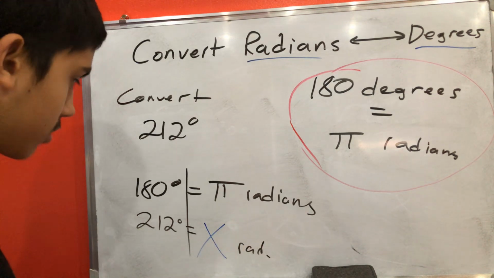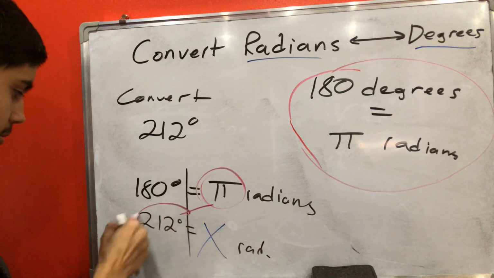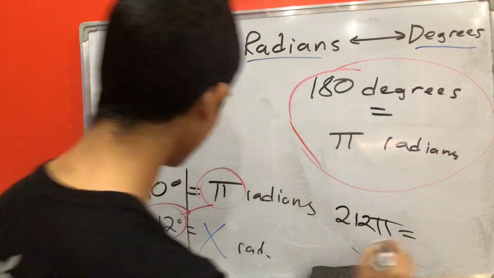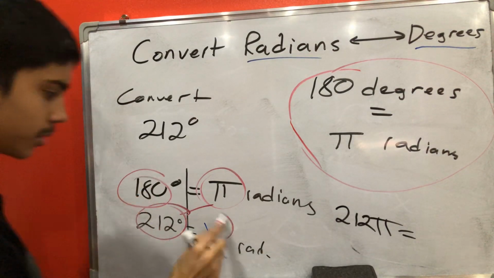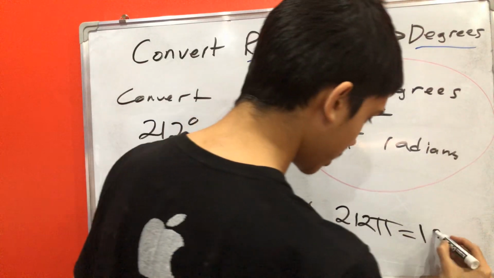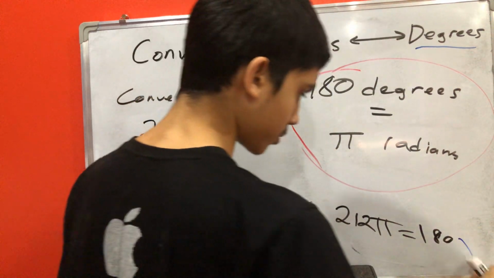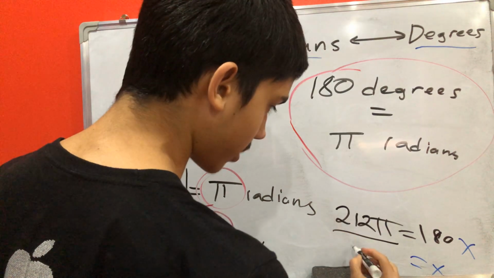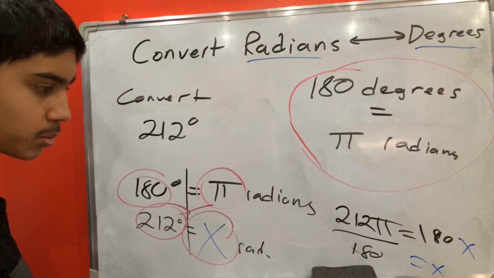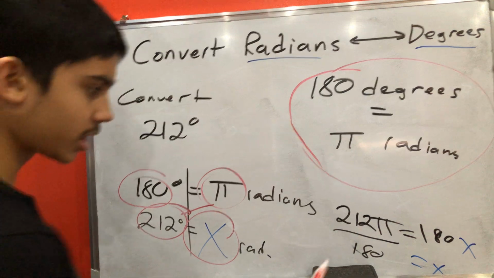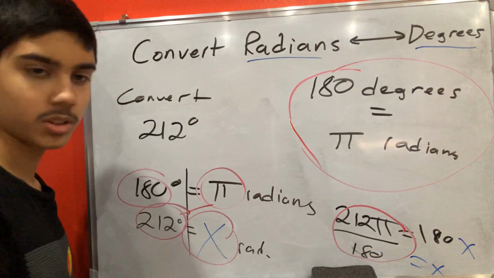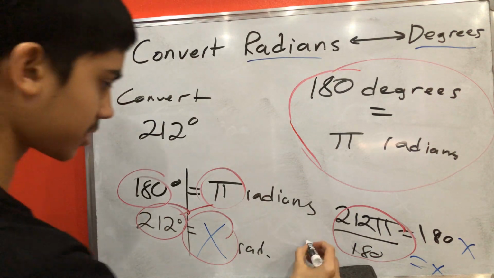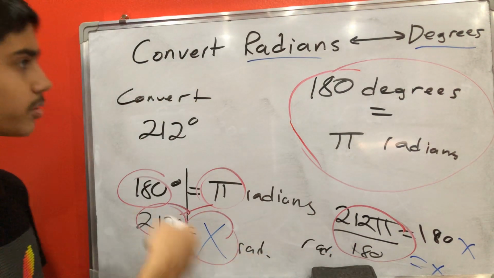So again, we're just going to cross multiply. Grab this pi, grab this 212. Multiply: 212 pi equals 180, grab the x, 180x. We have to solve for x. x will be this divided by 180. You don't even have to write it out like that, because whenever you have pi, this can be your final answer. But if it wasn't, you would just type this in your calculator. So that's how we could do it, and this would be in radians. That's how we convert radians to degrees.